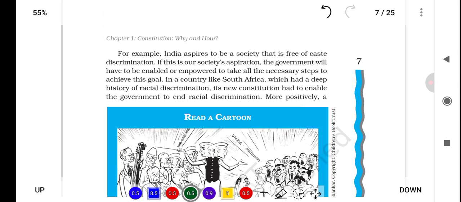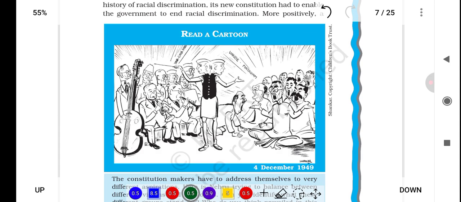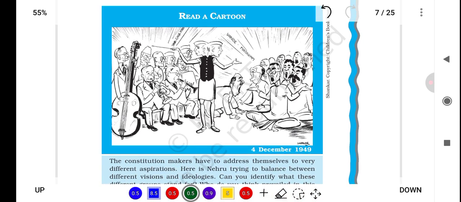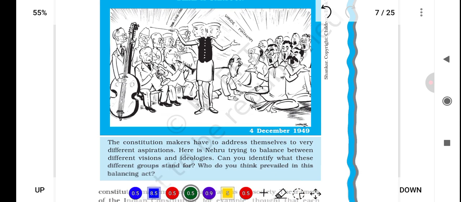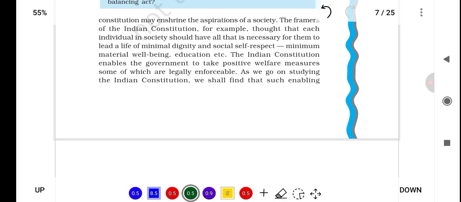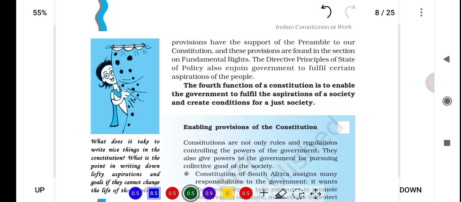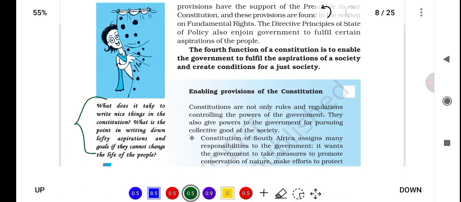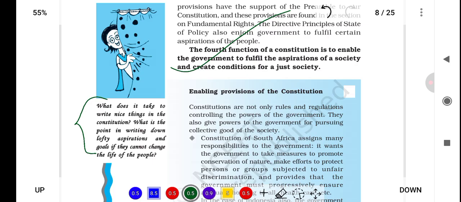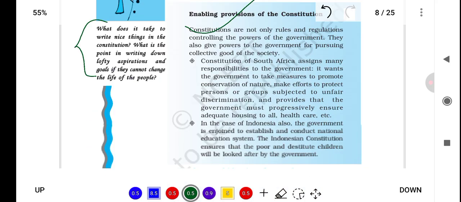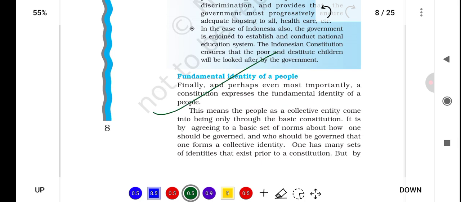Then again another cartoon, showing how Jawaharlal Nehru is dealing with two kinds of feuds that were present in the Constituent Assembly. Then another cartoon here. The fourth function of a constitution is to enable the government to fulfill the aspirations of a society and create conditions for a just society. Enabling provisions of the constitution. Fundamental identity of a people.